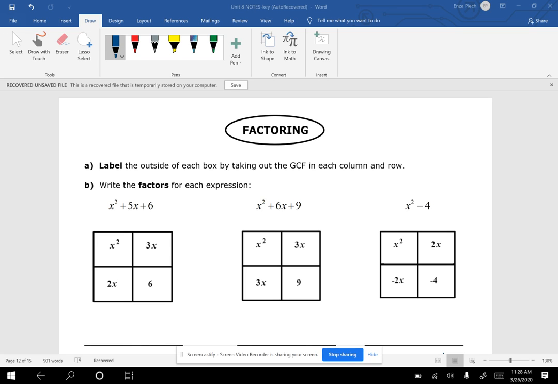All right, last set of notes before spring break. Whoop, whoop. So as we're walking through this, we've done an intro to factoring. Now we're actually going to practice factoring.